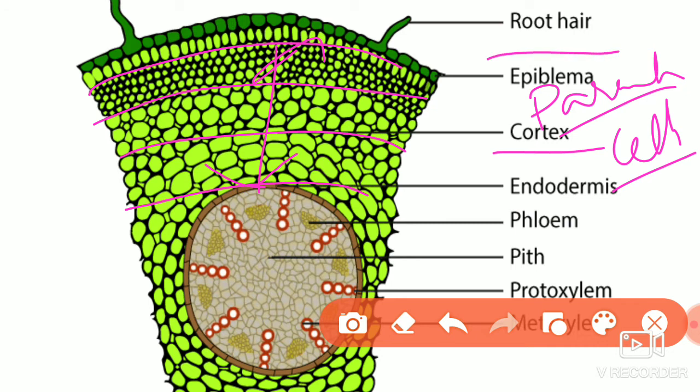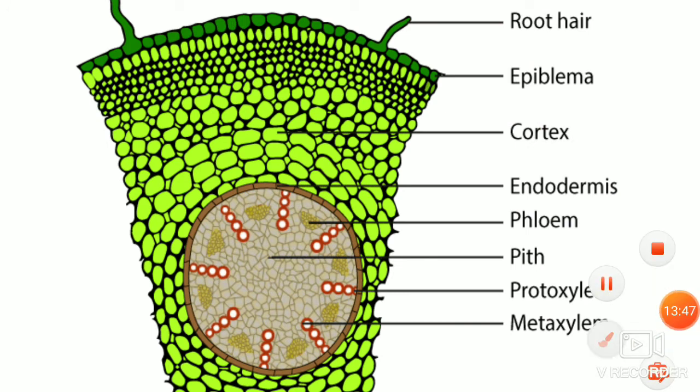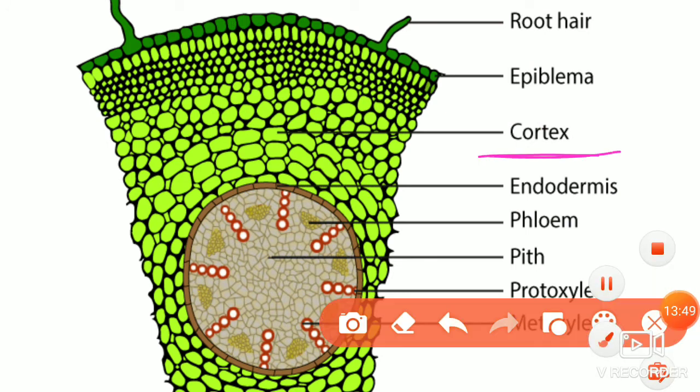In the monocot root, the same, that is the epidermis. Sometimes we use the word epiblema. The epidermis consists of root hairs. Those root hairs help in the absorption of water and minerals from the soil. And the next part is the cortex, you can see it extends till here. It is the cortex, several layers of parenchyma cells.